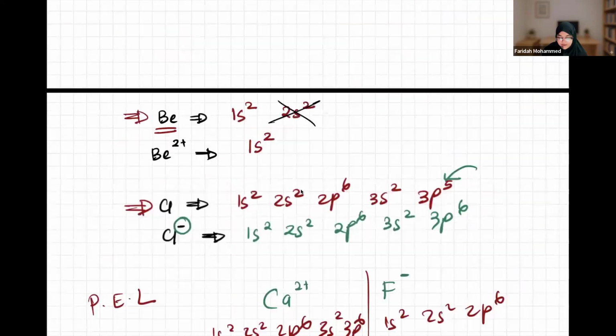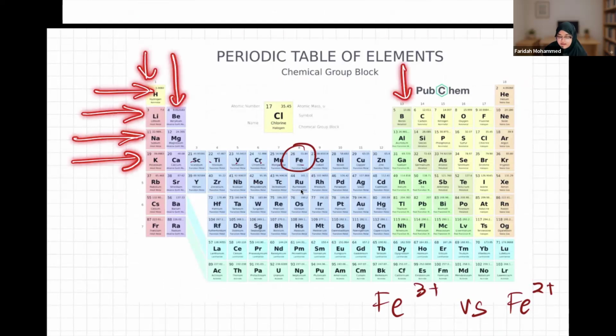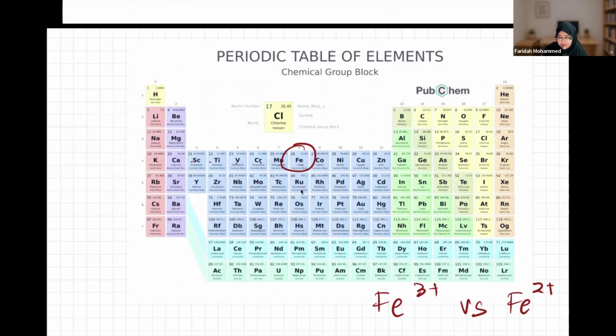First, in a periodic table, you're going to have periods and groups, right? The period is going to tell you the number of shells. The group is going to tell you the number of valence electrons. As you go to the right, the atomic number increases, meaning the number of protons increases.